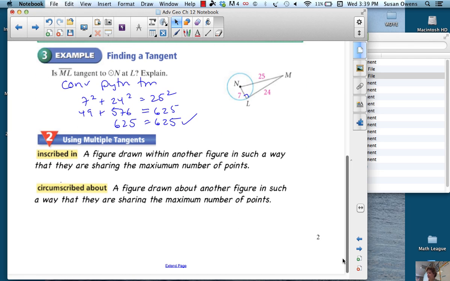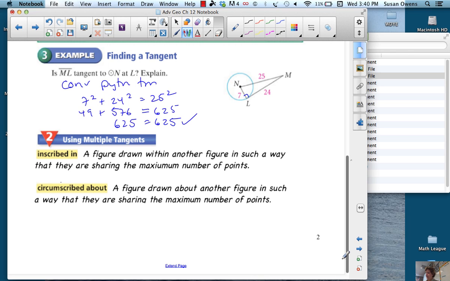We've been using these, so these are not new, but we have two definitions, inscribed in and circumscribed about. Inscribed in is a figure drawn within another figure in such a way that they are sharing the maximum number of points. Circumscribed about is when a figure is drawn about another figure in such a way that they are sharing the maximum number of points.